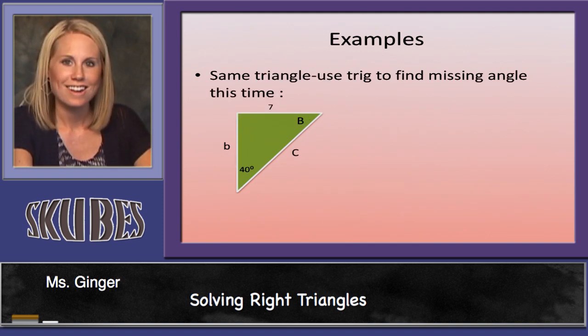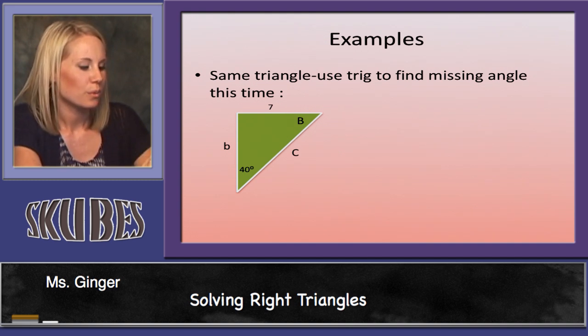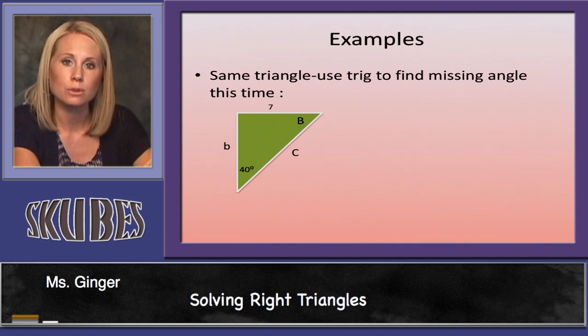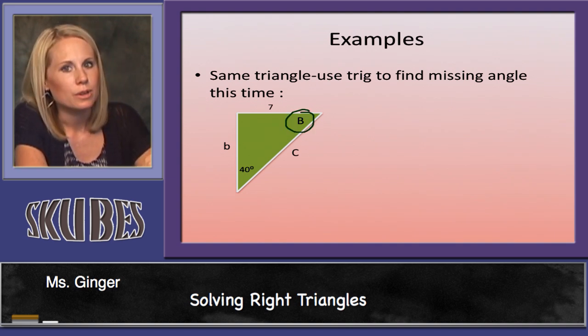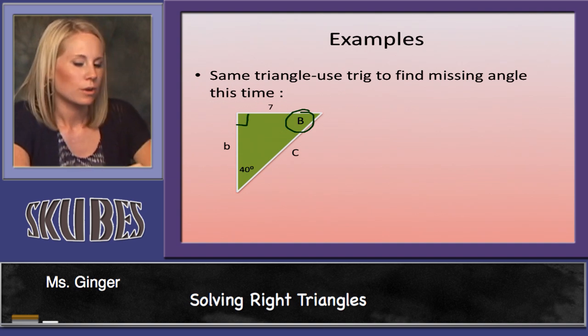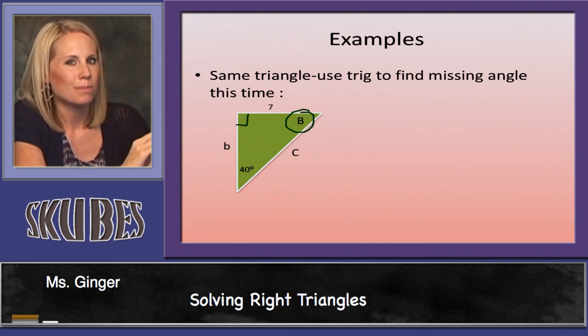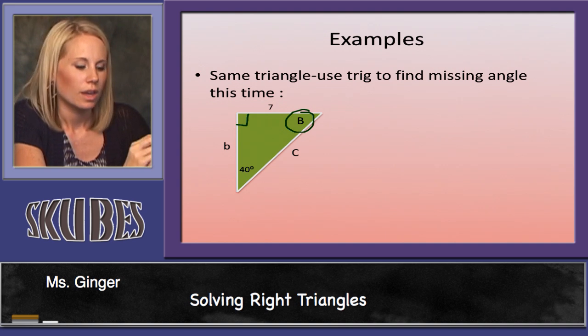Alright, are we having fun yet? We have one more example. We need to use trig to find a missing angle, because I need to show you how to do that. So we already know what b is, but we're going to pretend like we don't. And we're going to learn how to find it using trig. You may have to do that in the future.